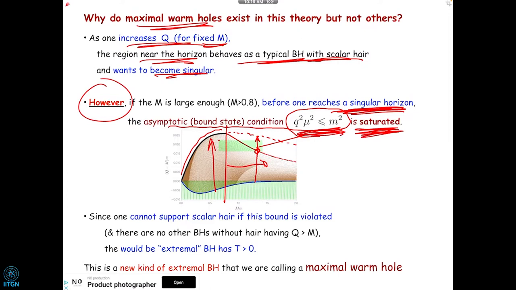So this system, the scalar field can no longer be bounded. It has to stop there, and it stops there at a finite temperature, because the zero temperature configuration would be that one, but it falls short of reaching it, okay? So the would-be extremal black hole now has finite temperature, okay? So this is a new kind of extremal black hole in the sense that it's the maximum black hole that we can have. But because it has finite temperature, we call it a maximum wormhole.